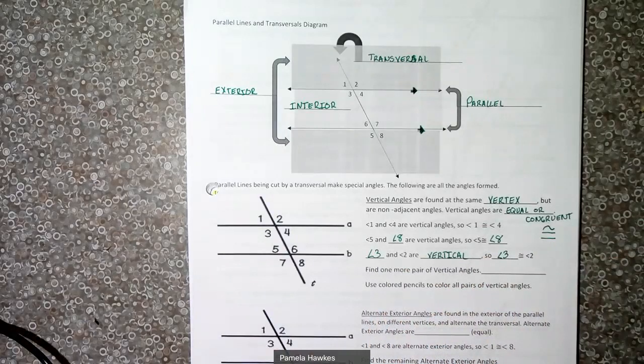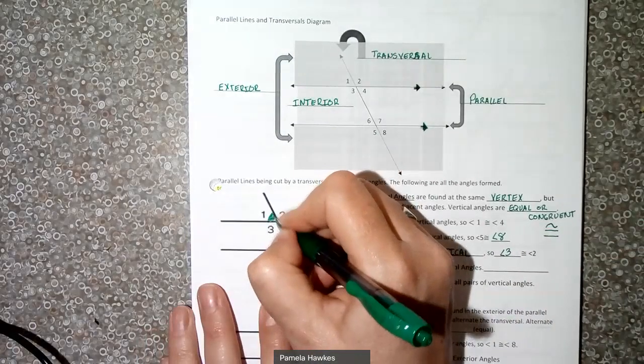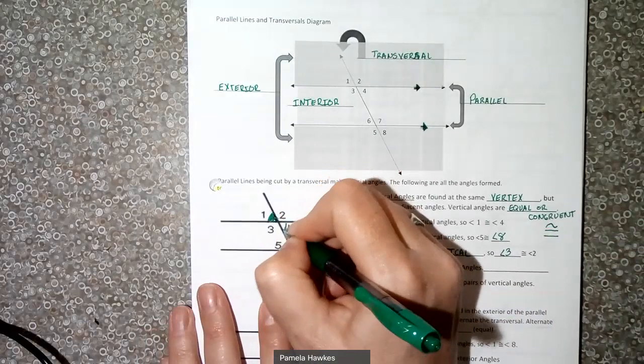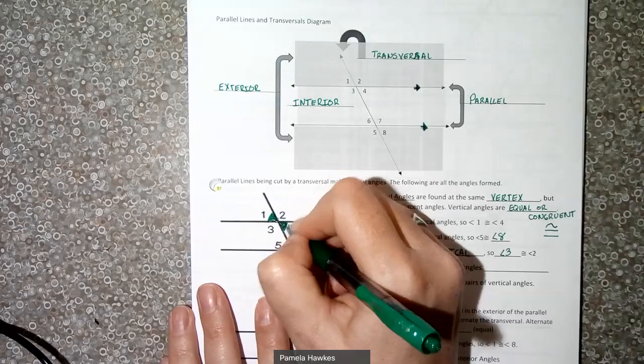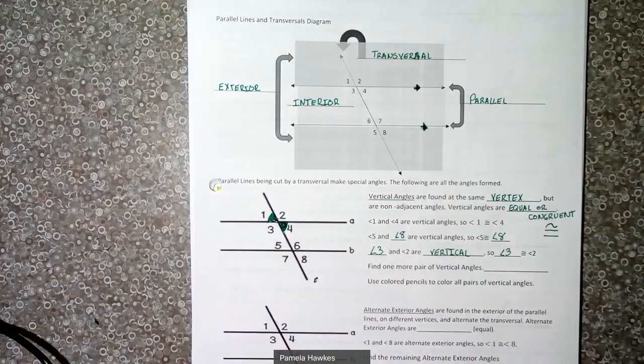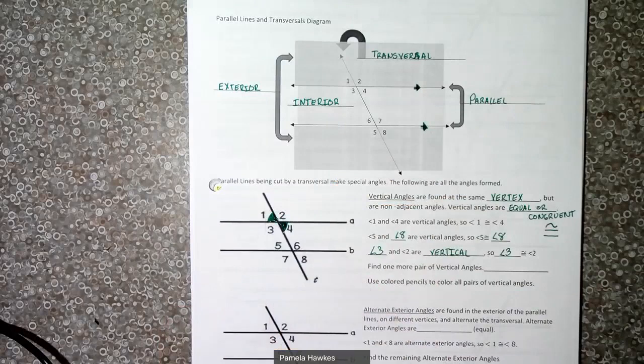So some of us need to make sure we just color some in so we know what we're talking about. If you want to color in 1 and 4, that gives us an idea of vertical angles. So we're just going to color in 1 and 4. So we know that they're across from each other like that. Okay, are you ready for the next one?